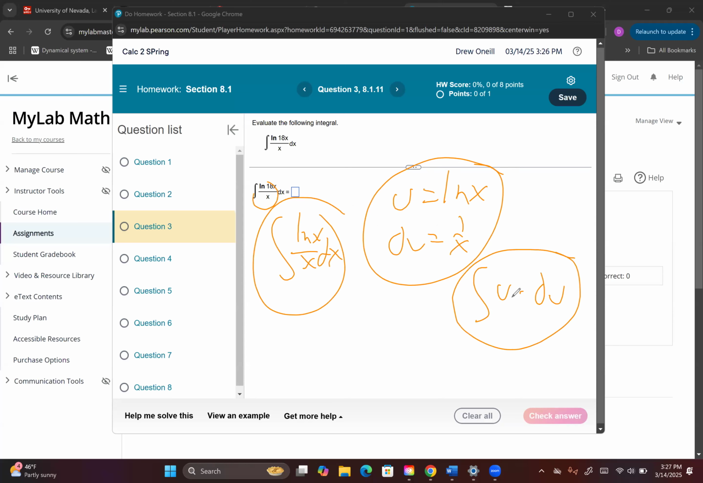And then what's the antiderivative of u to the first power? It's u squared over 2. And our u was ln of x. So it's ln x squared over 2 plus constant.